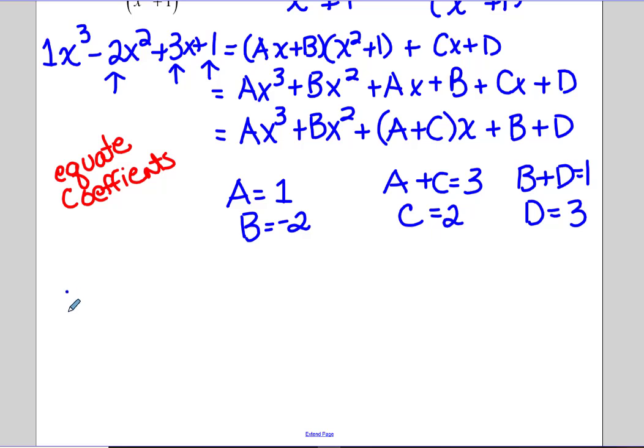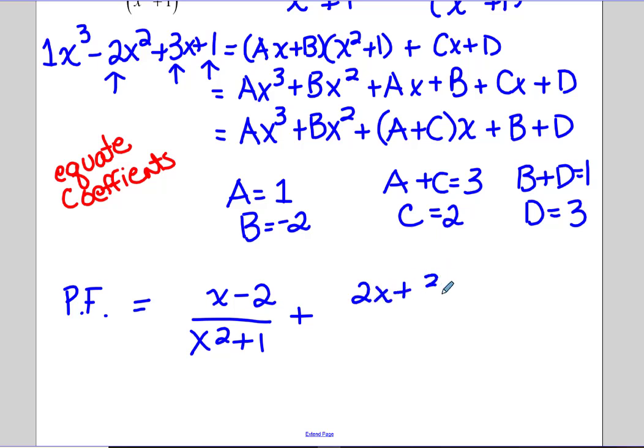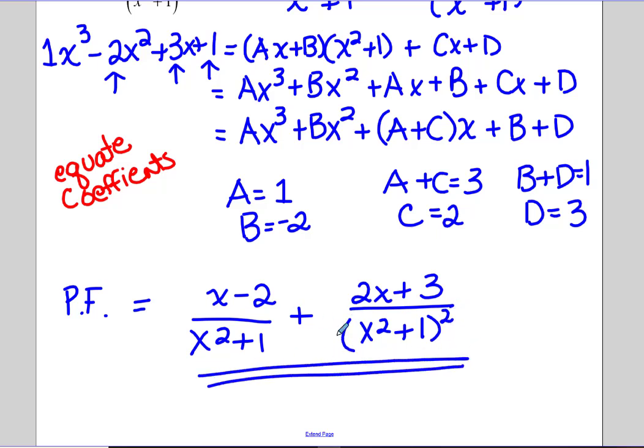And the partial fraction, I'm just going to write the partial fraction on the right side that's equivalent to the left side, would be x minus 2, because A is 1, over the x squared plus 1, and then Cx plus D over x squared plus 1 squared. So this is the right side, the two fractions that add up to the bigger combined fraction.